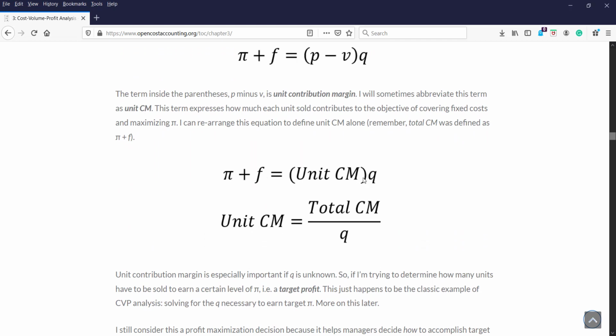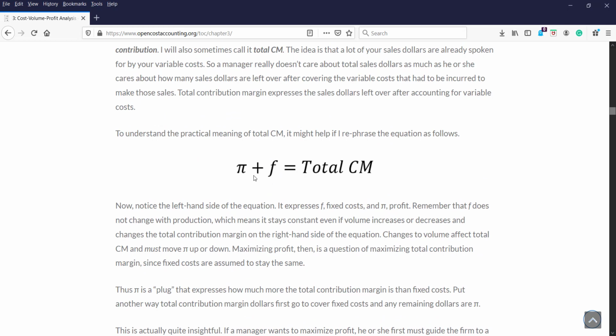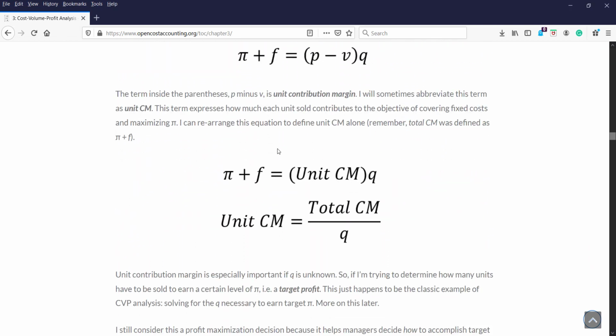So yeah, now we're just going to put unit CM right here. And we can rearrange this because, let me go back up just for a second. We know that pi plus F can be substituted with total CM, total contribution margin. And so that's all I'm doing here in this equation down here. And so all I've done is taken total contribution margin and replaced it right here, and then divided both sides by Q. And for some reason, I decided to also flip the sides of the equation that they're on.